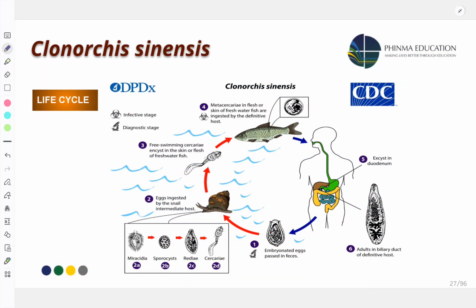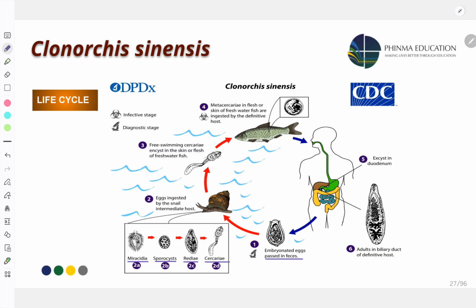So the life cycle, no? So the embryonated eggs is passed in the feces. So dili muhatch ang egg in the fresh water, muhatch siya once ma-ingest na siya by your first intermediate host. So within the first intermediate host, mahimo siyang miracidia, and then sporocyst, first and second generation rediae, and finally cercariae. So kani, kita ninyo, diba, kani ang normal na cercariae. But for your Clonorchis sinensis, naa siyay ani, kaning murag fin. So mao nang gitawag siyang Lophocercus nga cercariae.